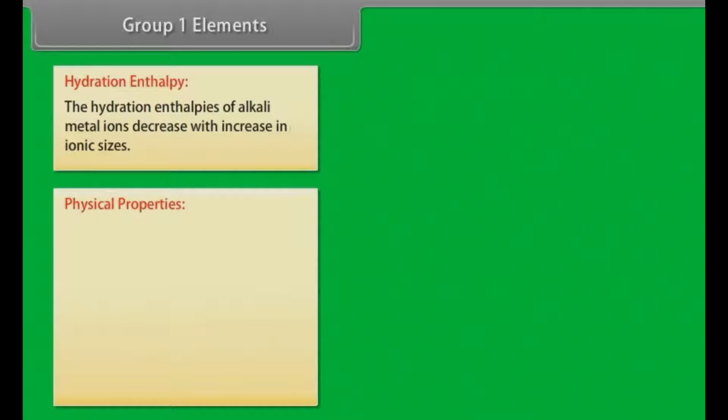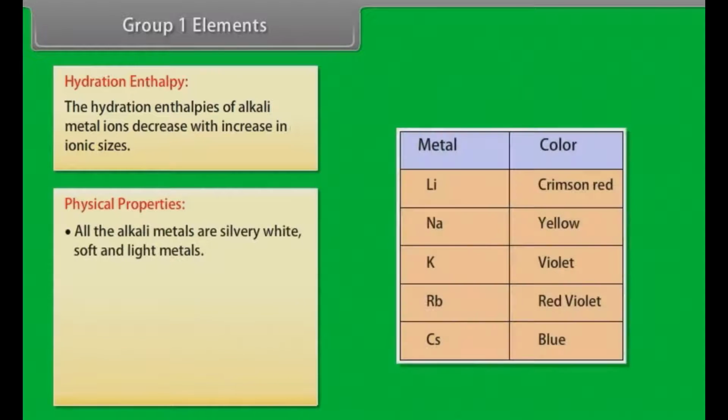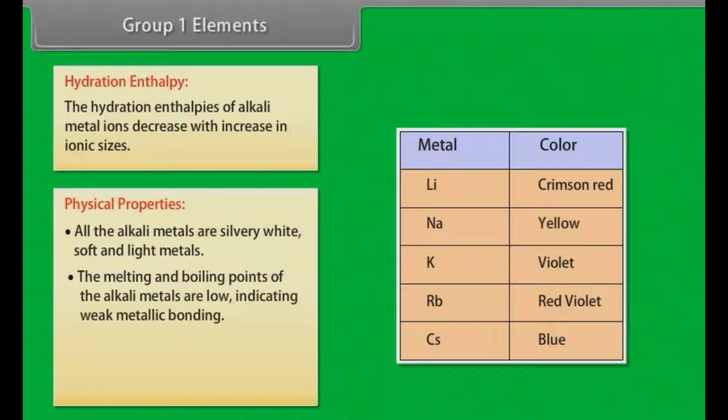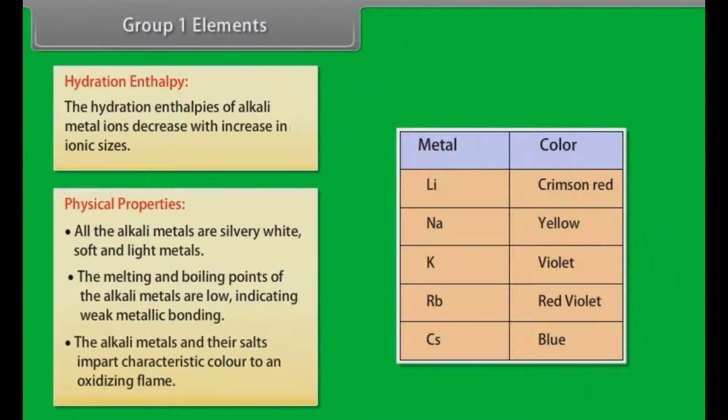Physical properties. All the alkali metals are silvery white, soft and light metals. The melting and boiling points of the alkali metals are low, indicating weak metallic bonding. The alkali metals and their salts impart characteristic color to an oxidizing flame.